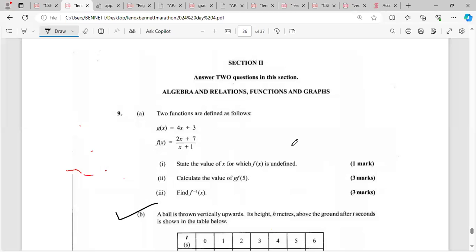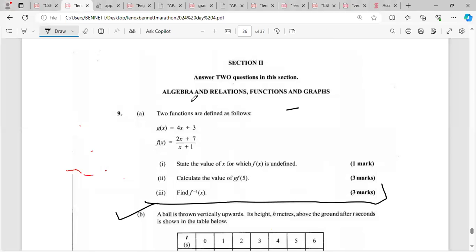Two functions are defined as follows. g of x is equal to 4x plus 3. f of x is equal to 2x plus 7 over x plus 1. State the value of x for which f is undefined, then calculate the value of gf(5), and then we find the inverse. So these will be the last. Let's stop here, and by the time we do it, we are going to read.